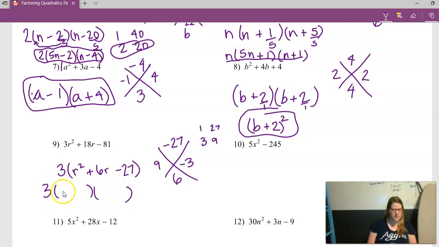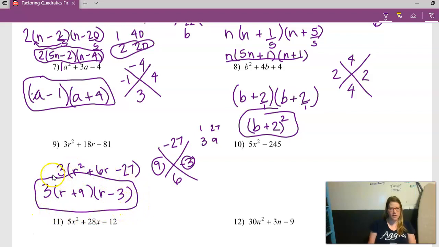So 3 times r plus 9 times r minus 3. And so I'm just using those two numbers I just found, right? And then I need to divide each of them by a, but again, in this case, a is 1, so it won't change anything. All right, number 10, we have a missing term. The missing term is the middle term with x.